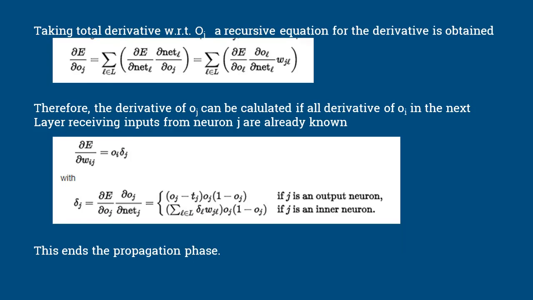So summing all these terms, we have the partial derivative of the error term E with respect to the weight wij equal to oi into delta j, where delta j is the first two terms, which is equal to (oj minus tj) into oj (1 minus oj) if j is the output neuron, and the next term if j is a hidden neuron. This was the propagation phase.